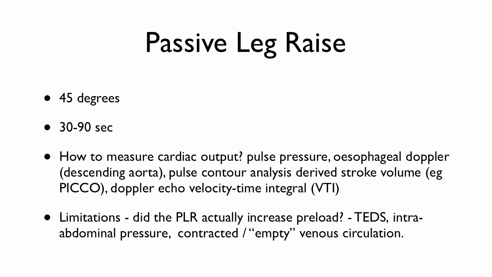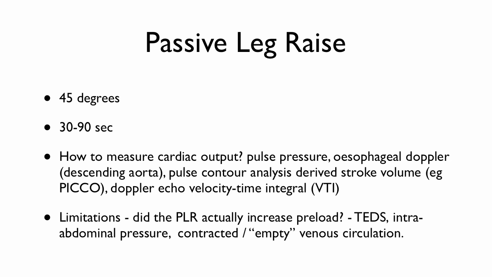Other options include using an esophageal Doppler, which we'll talk about in one of the future talks, measuring blood flow in the descending aorta. Another possibility is using pulse contour analysis derived stroke volume, which we do have available on the PICO, and we'll talk about that later as well. Or alternatively, with an echo using Doppler derived velocity time integrals, or VTI, and again we'll talk about that a bit later. But ideally you've got to use one of these continuous real-time measures of changing cardiac output as you lift the legs up to see what happens.